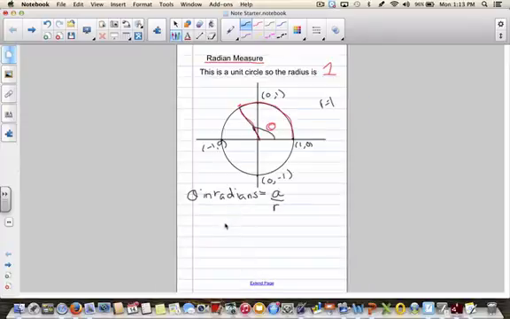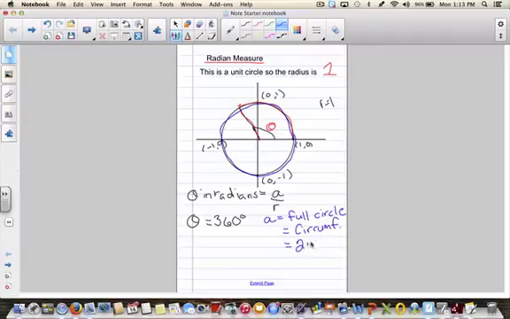Now, I'm going to work with some rotations. I'm going to look at theta, or a rotation of 360 degrees. So all the way around the circle. If I rotate all the way around the circle, my arc isn't a piece of a circle. My arc is a full circle. Well, all the way around a circle is called the circumference. And the formula for circumference is 2 times pi times the radius.